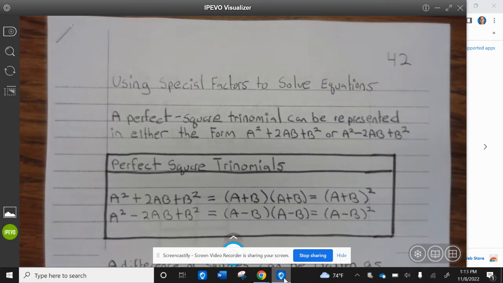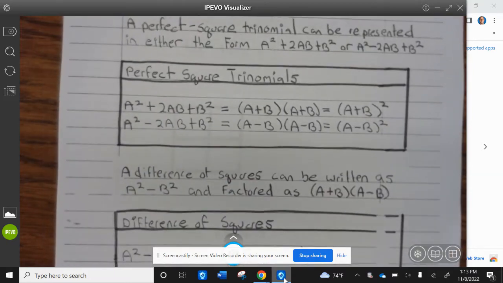Okay, so on page 42, using special factors to solve equations. A perfect square trinomial can be represented in either the form a squared plus 2ab plus b squared or a squared minus 2ab plus b squared. Perfect square trinomials: a squared plus 2ab plus b squared equals a plus b times a plus b, which equals a plus b squared. A squared minus 2ab plus b squared equals a minus b times a minus b, which is a minus b squared.